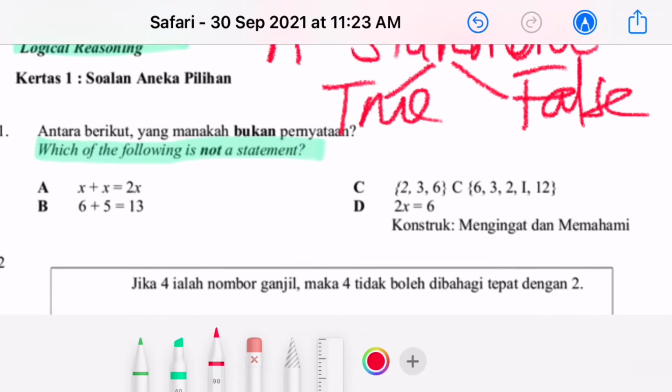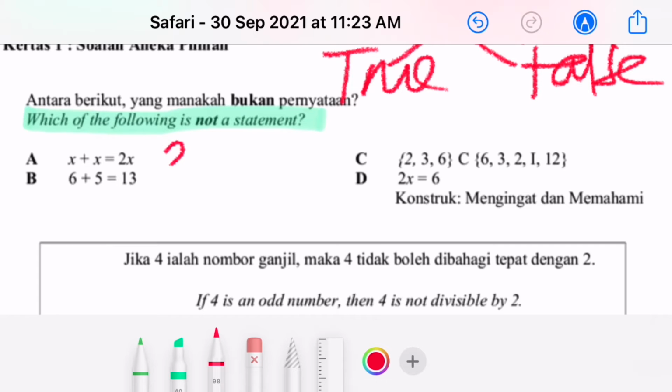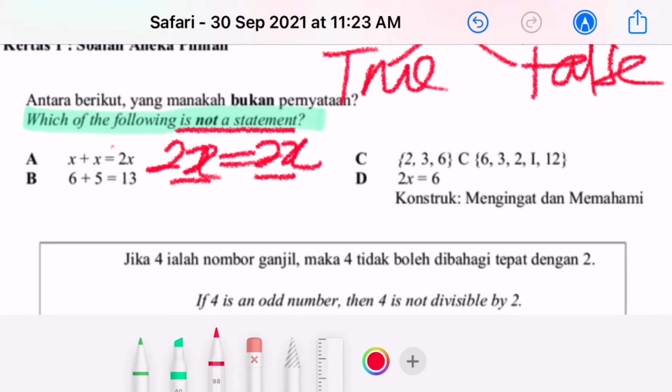For A, let's say 2x equal to 2x. So it seems like it is true. So this is a statement. But we want not a statement, so this is not the answer. This is a true statement.